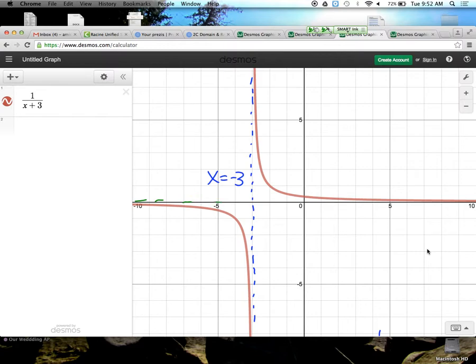And look, we also have one here for our range. I notice that it's getting really, really close to 0, but my y doesn't ever actually equal 0. It's just getting super, super close to it. So 0 will not be a part of my range. So I'm going to go ahead and sketch this, and then we'll write our domain and range out.